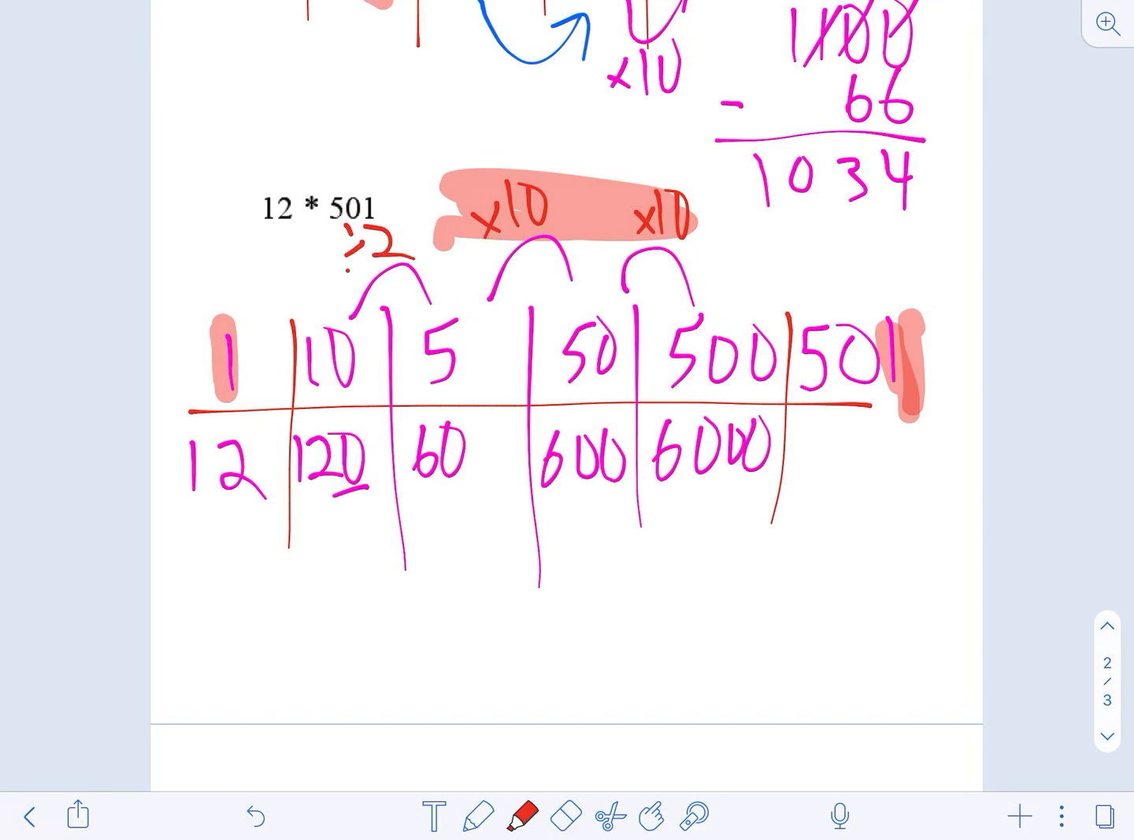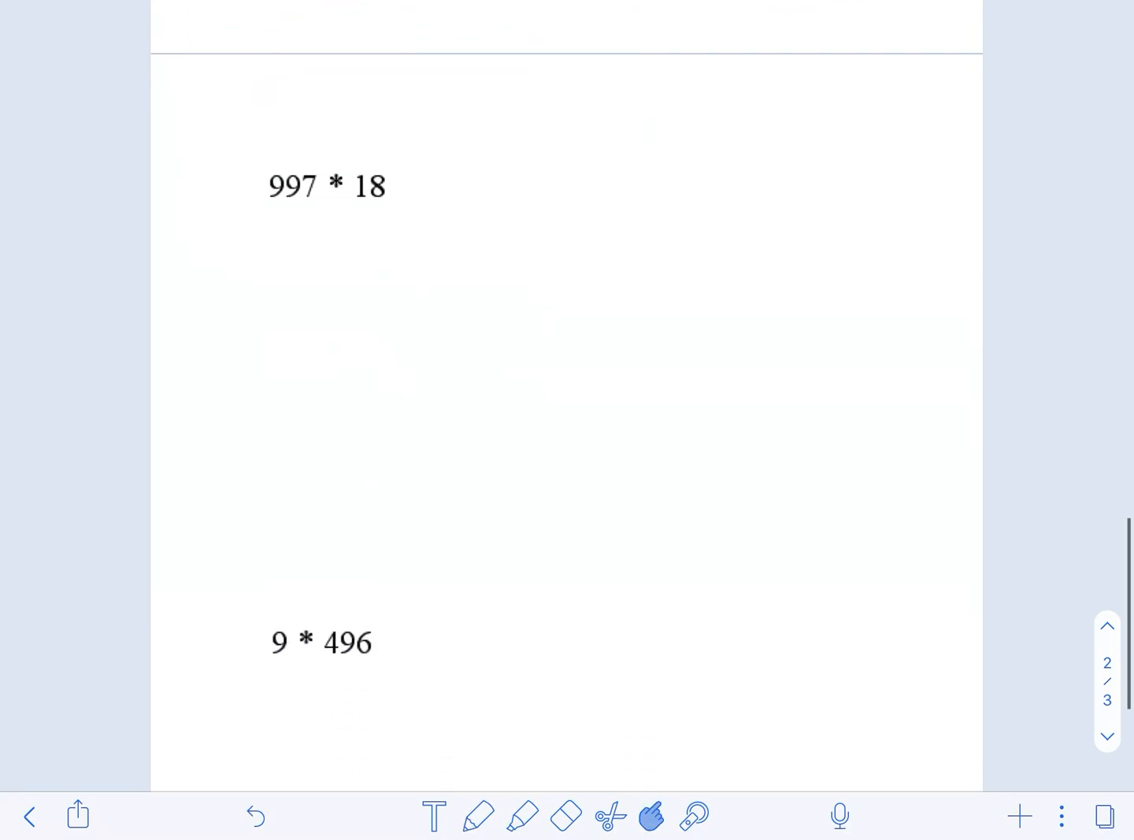Okay. So now I need to know what 500 plus 1 is, and that's 501. So I do 6,000 plus 12. And that, my friends, is 6,012. So you, by thinking, you've done 501 times 12. And you're building your number sense, which is super duper important. Okay? So let's look at another one.